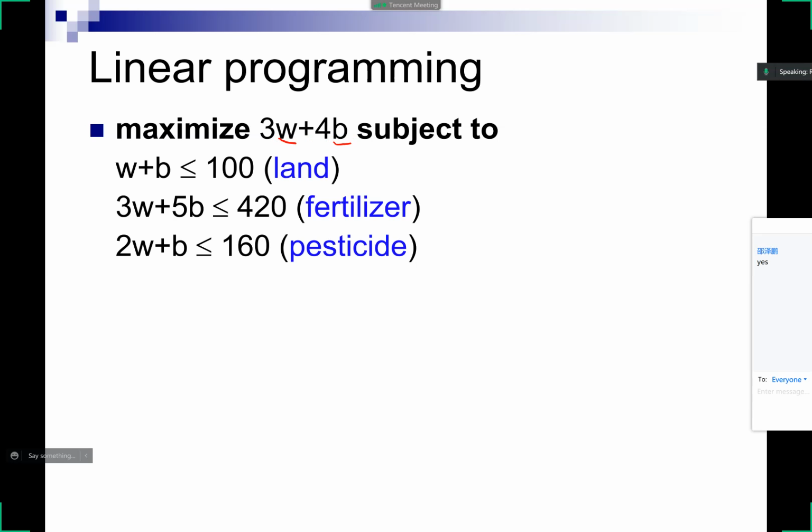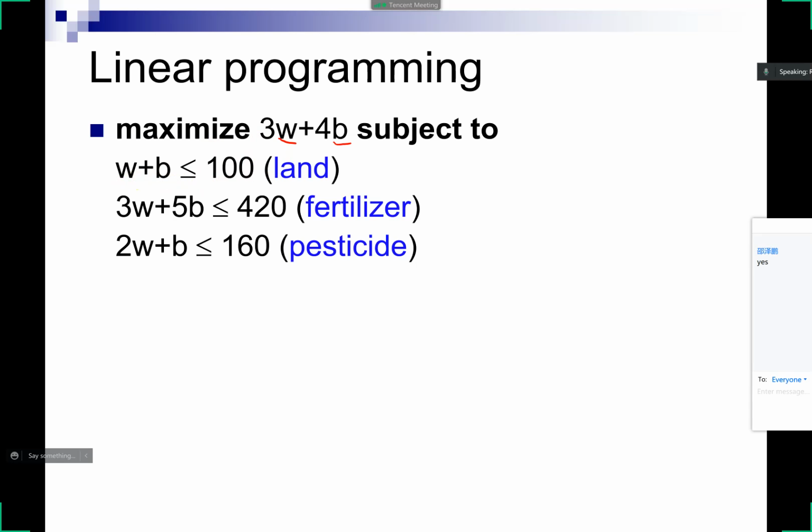However, when he decides how much wheat and barley to plant, he's subject to a lot of constraints. First of all, let's say that this farmer only has 100 acres of land. So if he plants W acres of wheat and B acres of barley, then W plus B has to be less than 100, because he's only got 100 acres of land.